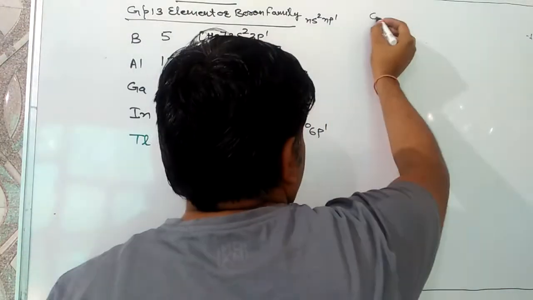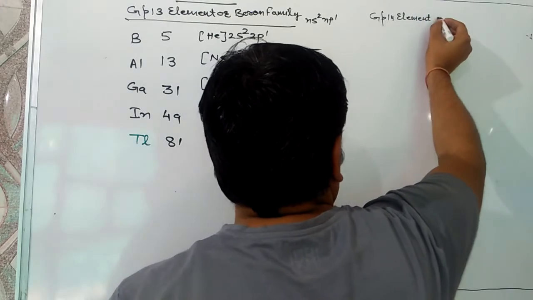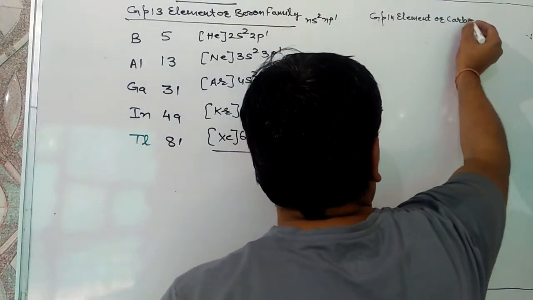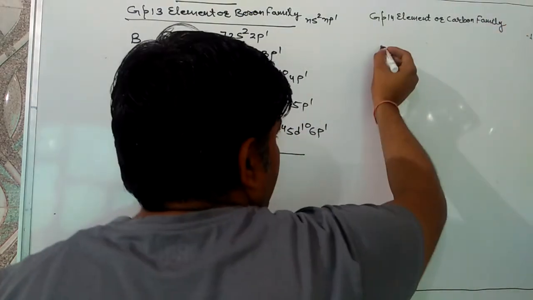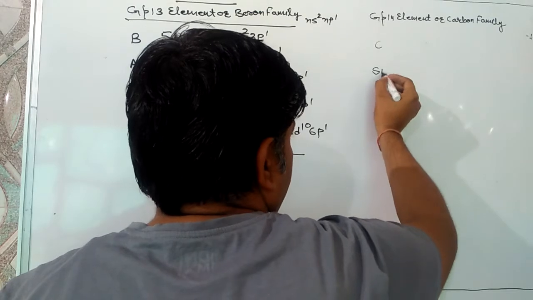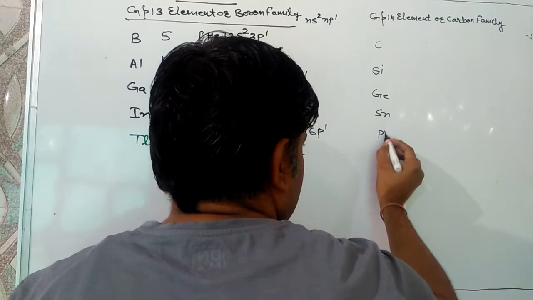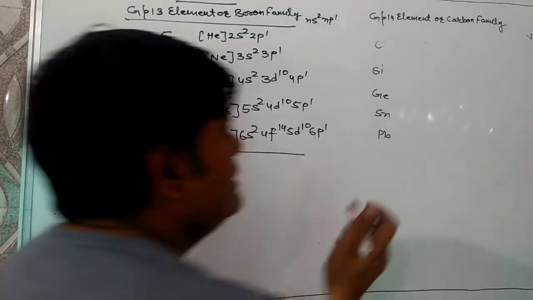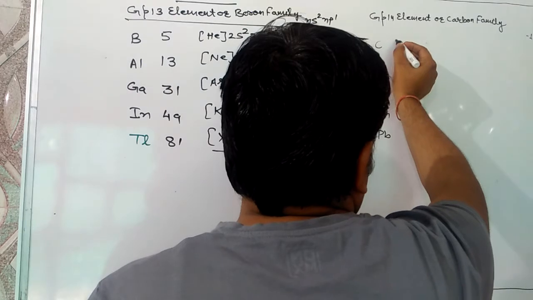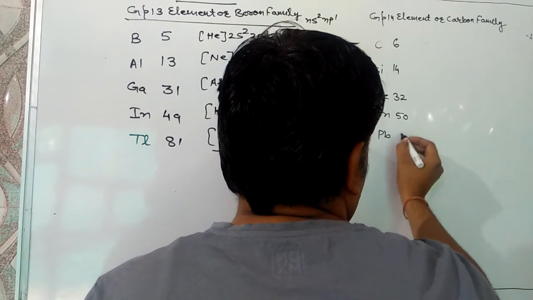Next one is group 14 elements, or the carbon family. These are also 5 in number: carbon, silicon, germanium, tin, and lead. Remembered by काशी गए संत पंडित. Atomic numbers are 6, 14, 32, 50, 82.